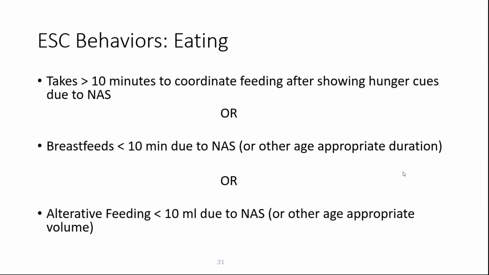An alternative feeding route like bottle feeding is less than 10 mils due to NAS symptoms, like within that first day. You know, day 3, you would expect an age appropriate volume. So day 3, less than 10 mils is probably too small of a volume. You'd expect, you know, more than like 30 mils or so. So it's always an age appropriate volume. So that's what you have to think about.